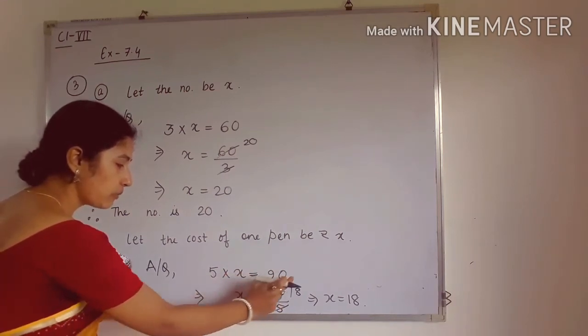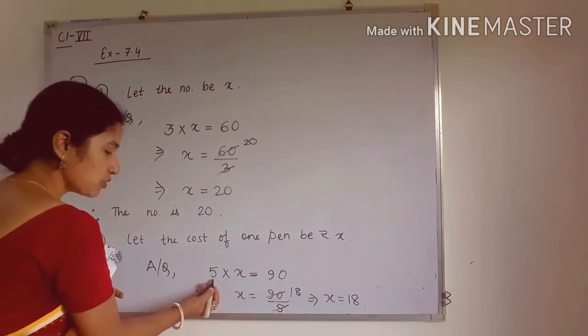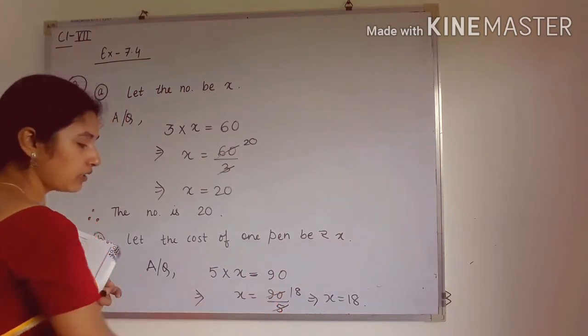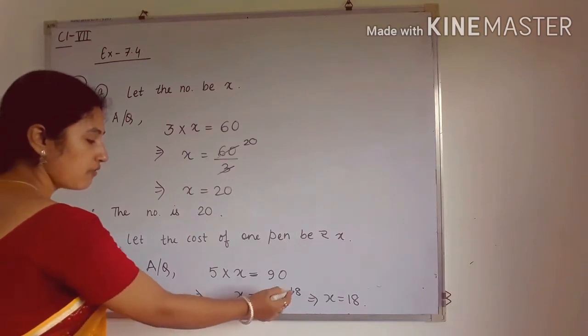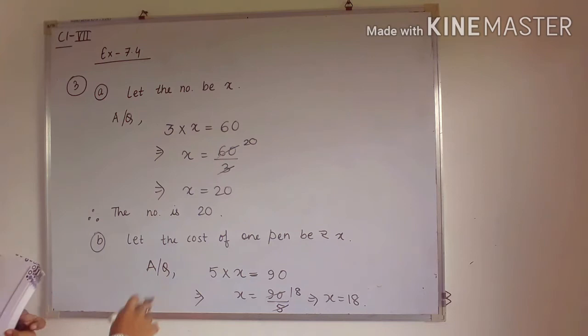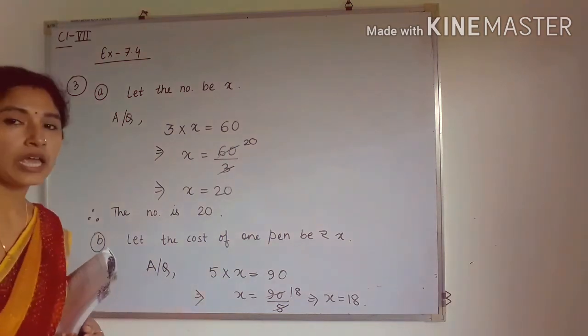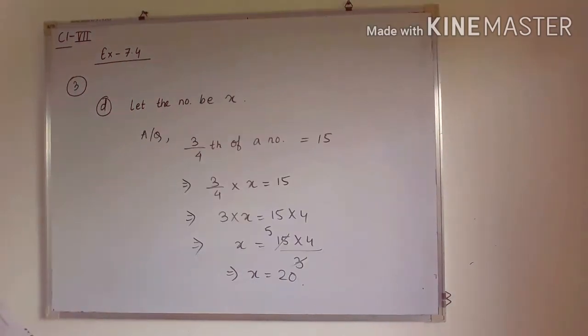So 5x will be equal to 90. We can easily find the value of x by transposing 5 to the other side, where it gets divided. So 90 divided by 5, you can find the value. So 18 is the cost of 1 pen. So finally you have to write like this. Therefore the cost of 1 pen will be rupees 18. So see the next question.